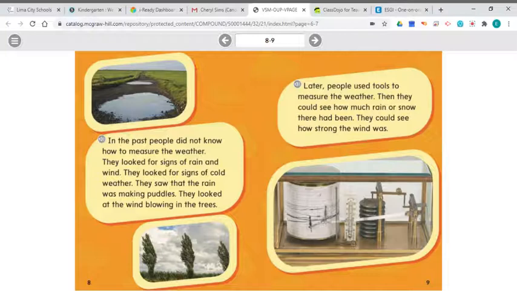Well, here's an answer to my question. It says later people used tools to measure the weather. So people must need the tools to help them measure the weather. And people in the past didn't have those tools.